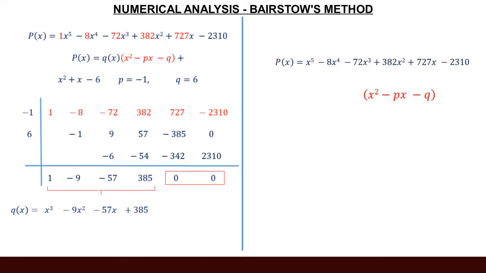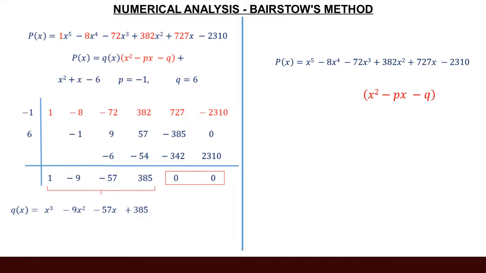Now let's see what we are trying to say. Bairstow's method will help you to extract a quadratic polynomial, let's say x squared minus p x minus q, from the p of x that is given to you, in such a way that it will leave a remainder 0. So Bairstow's method is not just extracting a quadratic polynomial, but a quadratic polynomial such that when p of x is divided by it, it is going to leave a remainder 0. That is the idea.